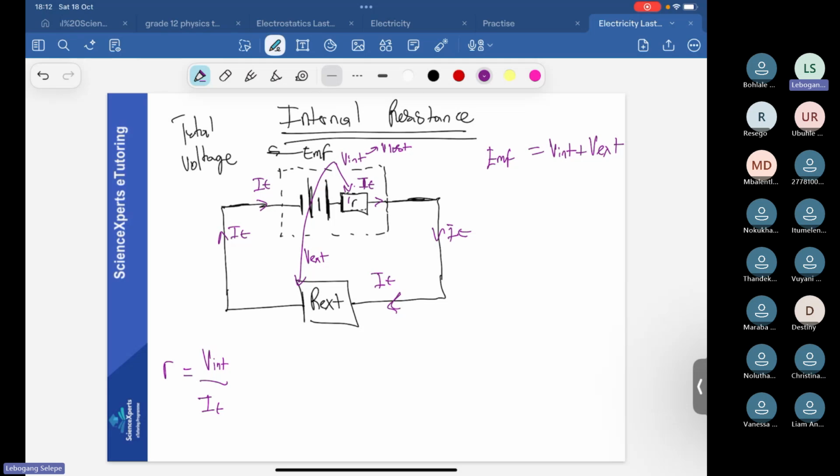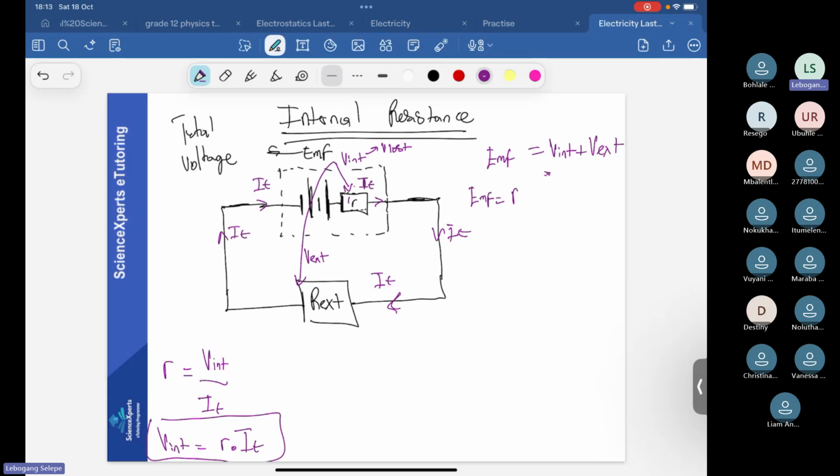Then rearranging this, I am making V internal the subject of the formula. I have that V internal is equal to small letter r multiplied by I total. Then I can take this and substitute it here, so EMF would then be equal to V external plus r multiplied by I total.